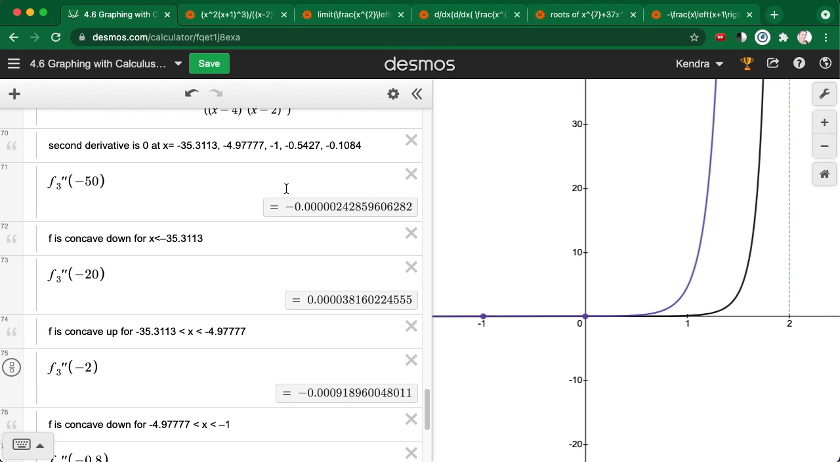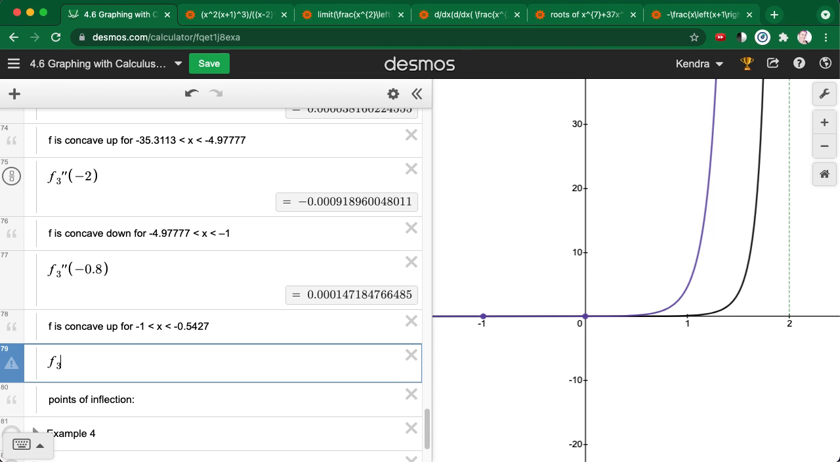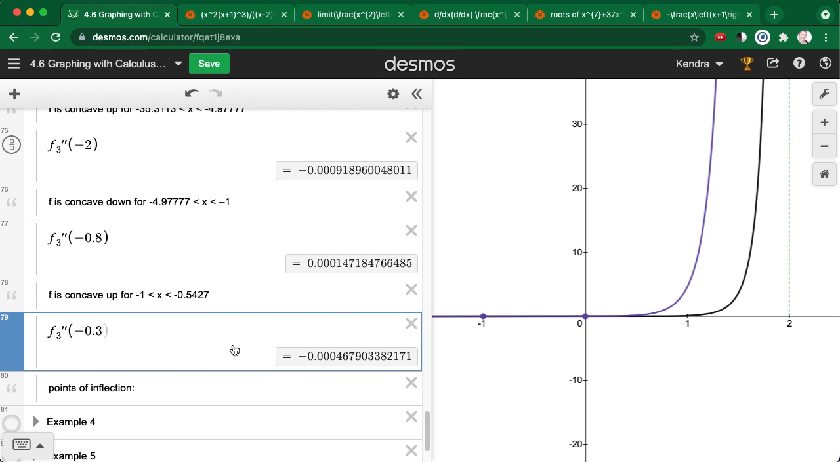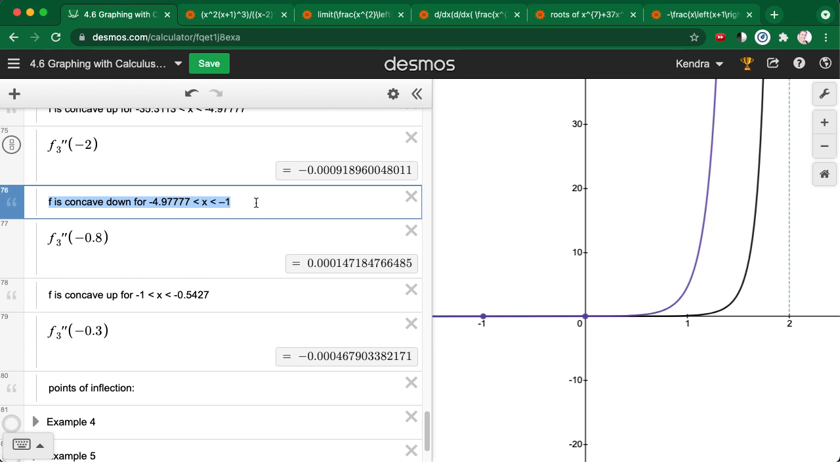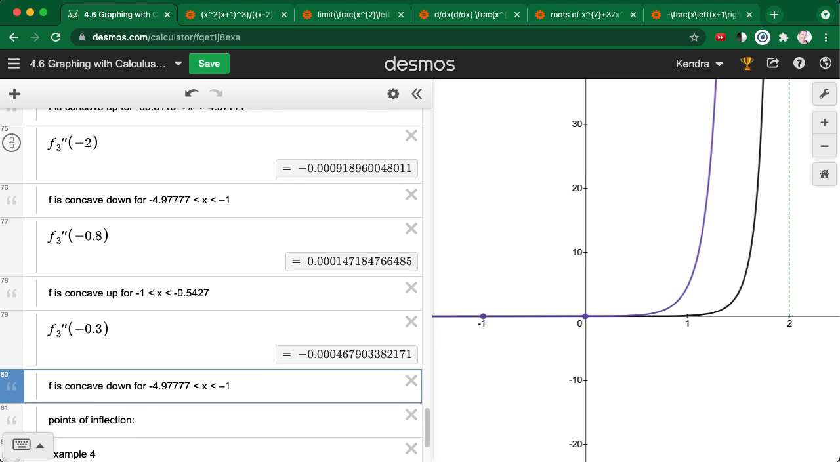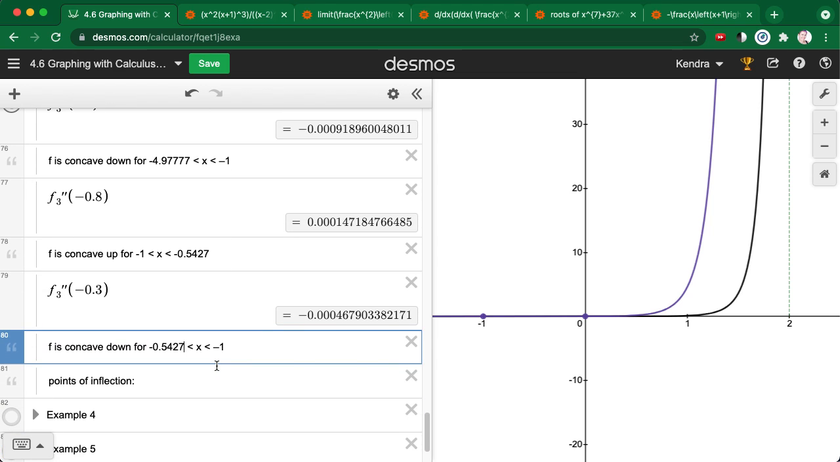And then -0.5427 to -0.1. So take -0.3. It is a negative number, so it's concave down. So that's -0.5427 to, what was that number? -0.1084.